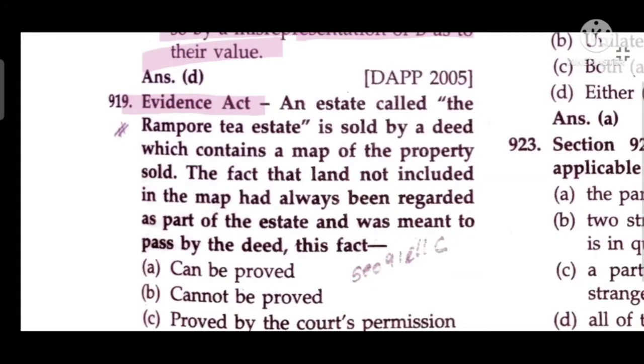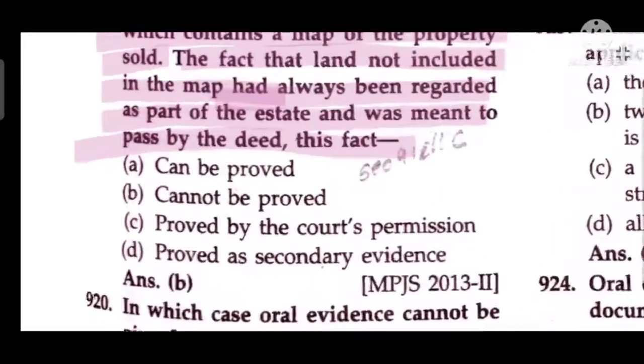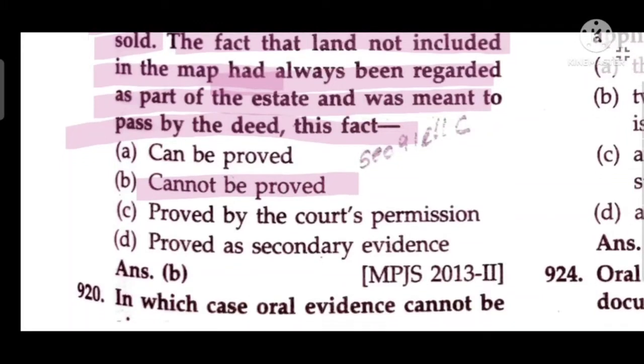Evidence Act. An estate called the Rampuri Tea Estate is sold by deed which contains a map of the property sold. The fact that land not included in the map had always been regarded as a part of the estate and was meant to pass by the deed cannot be proved.